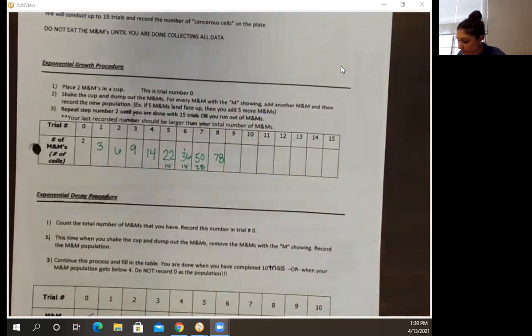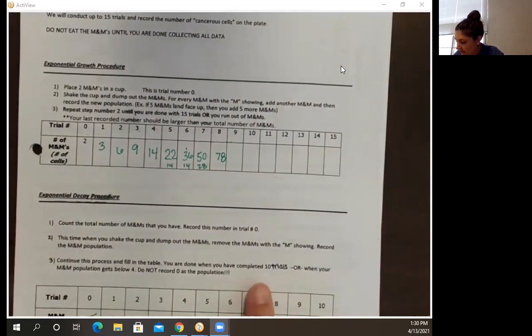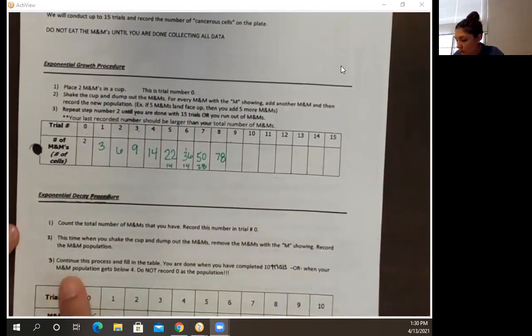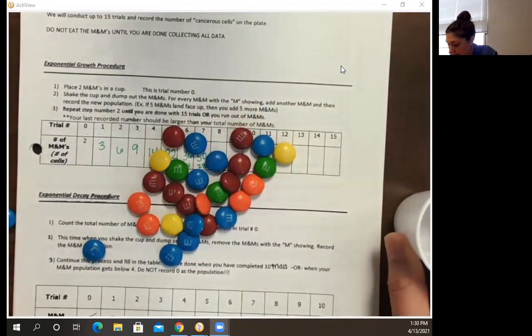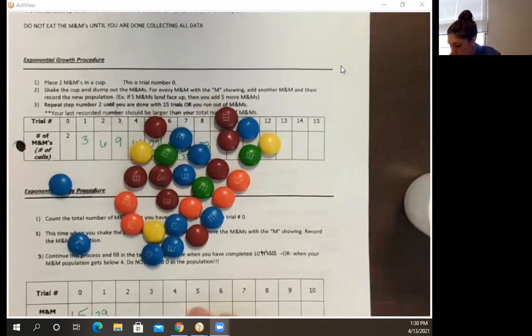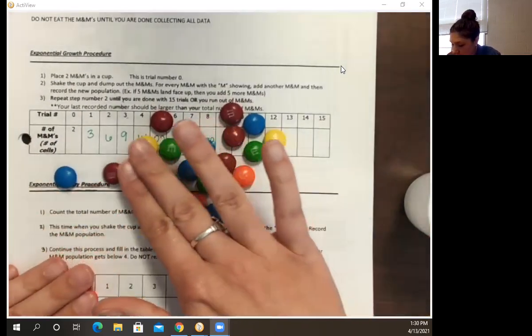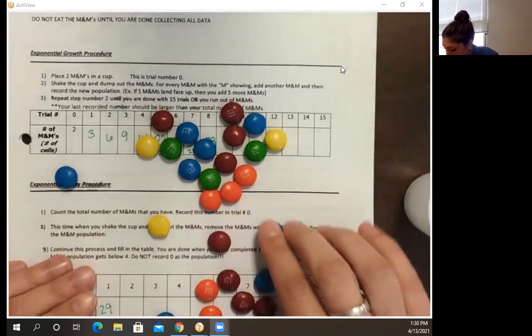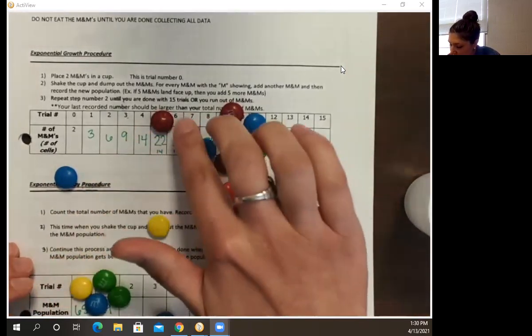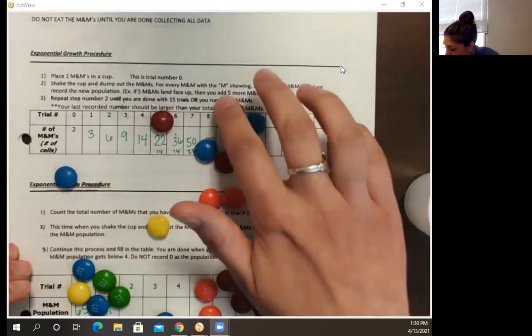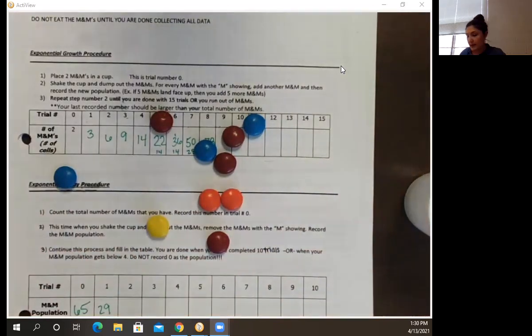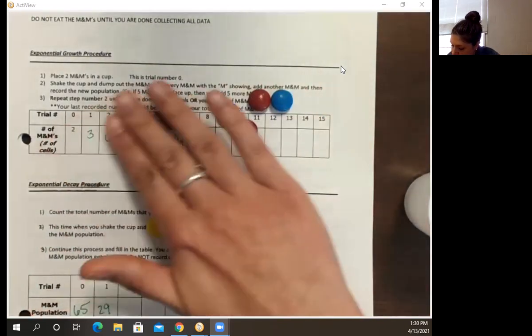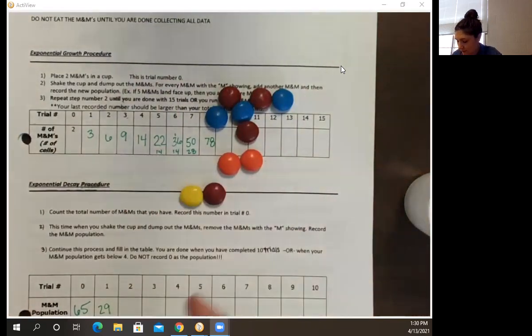I'm going to repeat this process again, just like I did before. And we're going to go until I've completed all the trials that I possibly can, or our population gets below 4. Oh boy. Okay. So we're removing a lot of M&Ms again. Again, anything with the M facing up, I am removing from my population. Okay, so that's all of these. And I'm left with 2, 4, 6, 8, 10.